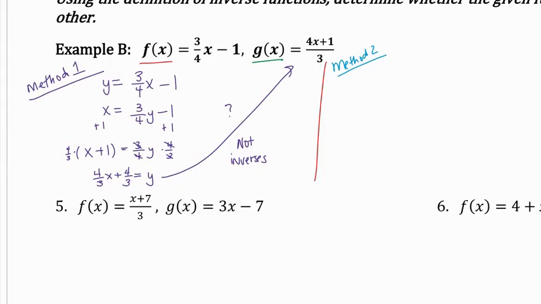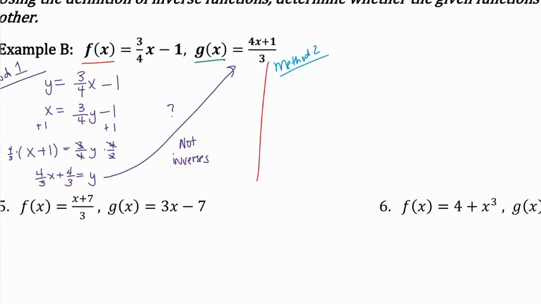Method 2 is we use function composition. So I'm going to plug one function into the other. On this one, I'm going to do f of g of x. So f of x is my 3/4, but then instead of x, I'm going to plug in g of x, which is 4x plus 1 over 3, and then minus 1, right?